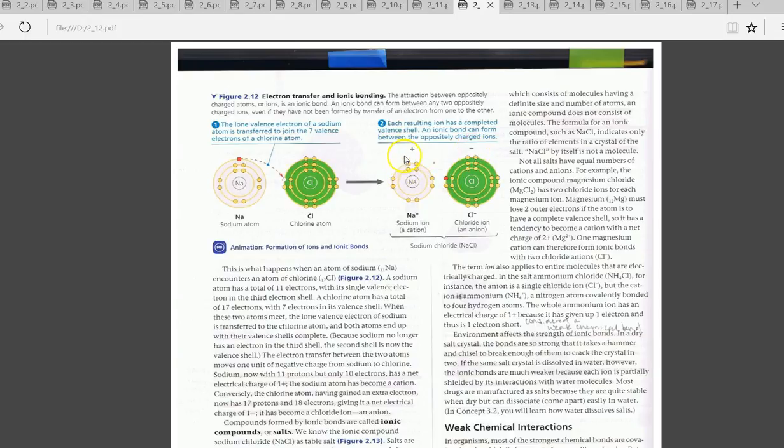Here we had 1 on the outside, which meant it had 11 protons and 11 electrons, but over here it's got 11 protons and only 10 electrons. So it's become kind of positive. Well, it has become positive. And because of this attraction between positive and negative things, that's how the ionic bond forms.